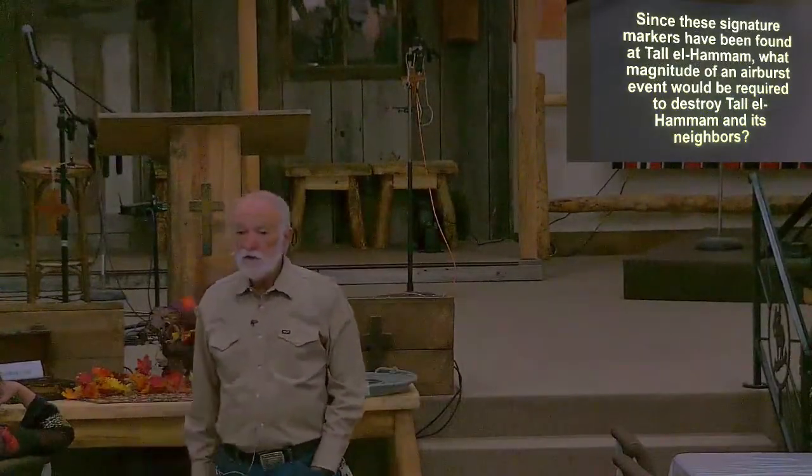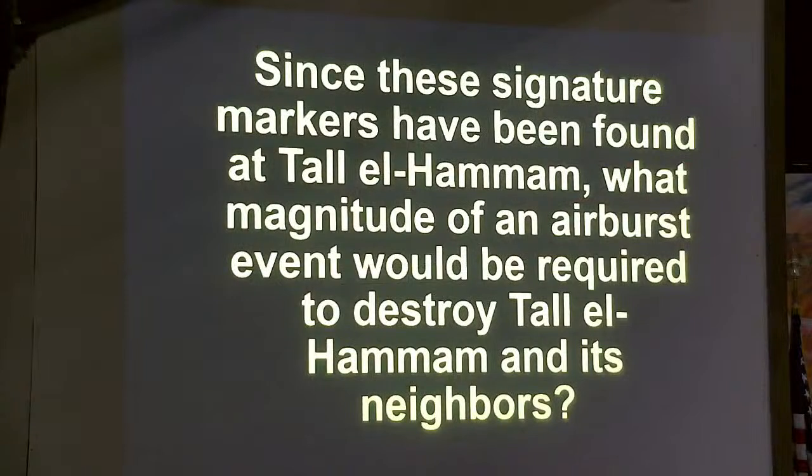So, our conclusion is, since we're finding all of these signature markers of an airburst event at Tal al-Hammam, what's the natural conclusion you draw? The rock and fire that fell from the heavens, sent by God, was probably an asteroid fragment. He's got millions of them up there. All he has to do is vector one here. What do you think Chelyabinsk was? That was an Earth-crossing asteroid, and Earth was in the wrong place at the right time, boom.